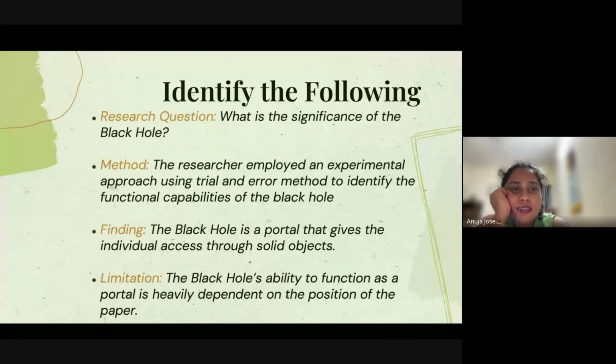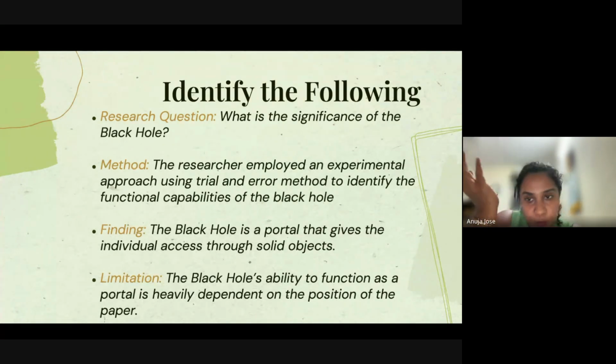Research question: what is the significance of the black hole? Many of you got it correct. Method: the researcher employed an experimental approach using trial and error method to identify the functional capabilities of the black hole. Finding: the black hole is a portal that gives the individual access through solid objects. Okay. Next is limitation. The black hole's ability to function as a portal is heavily dependent on the position of the paper. So in the limitation part, the few of you got the answers correct.